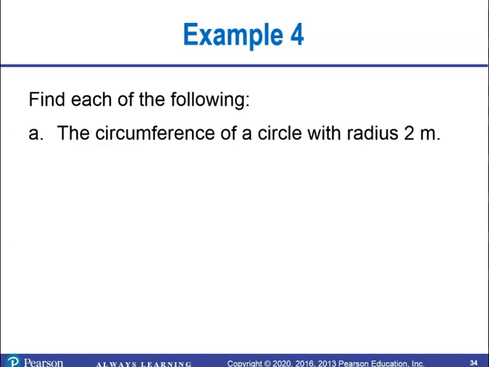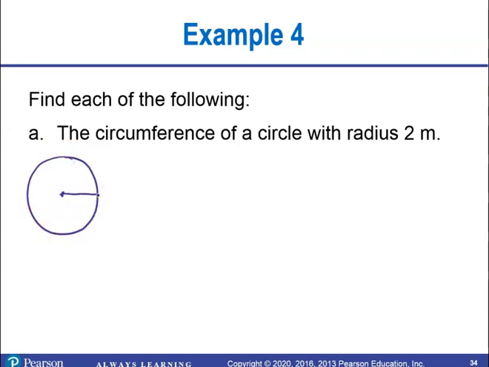So find each of the following, and I have these on different pages, so I promise there's more than one question. So I have an A, a B, a C. The circumference of a circle with radius 2 meters. Now, you do not have to draw a circle to pull this job off, but I want you to realize what you're doing. So there's my best circle.